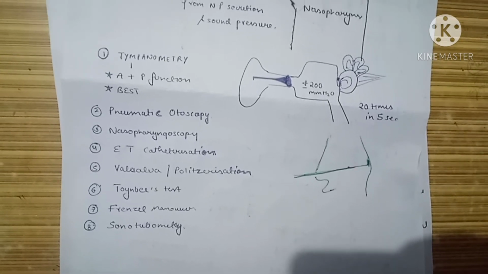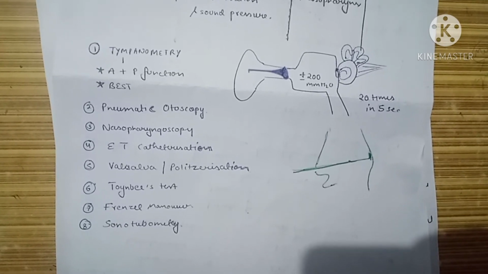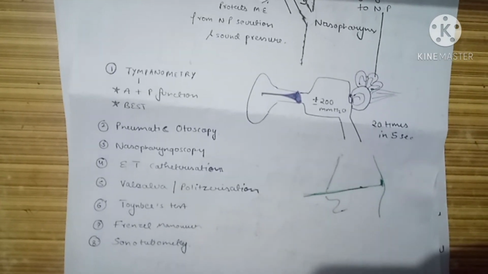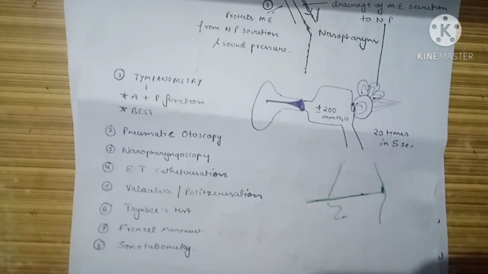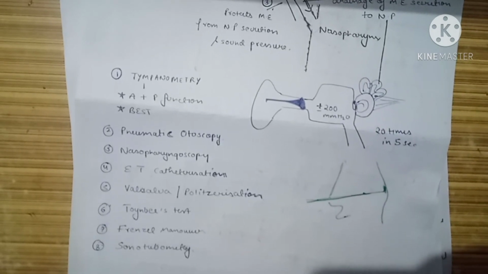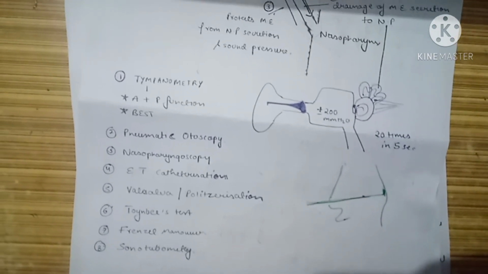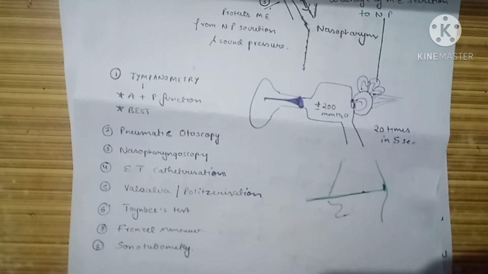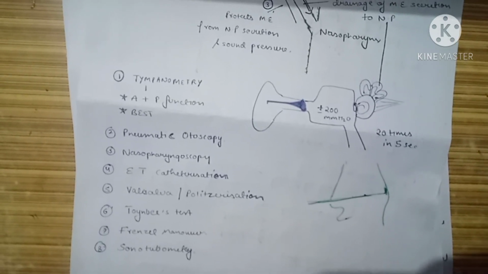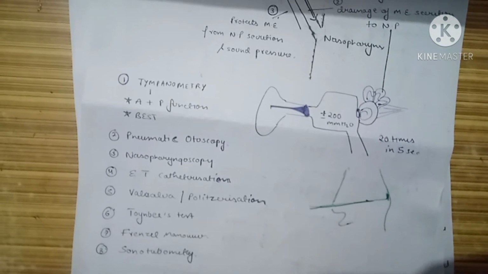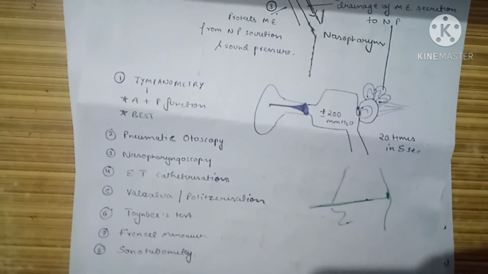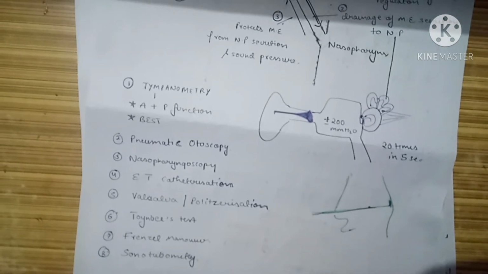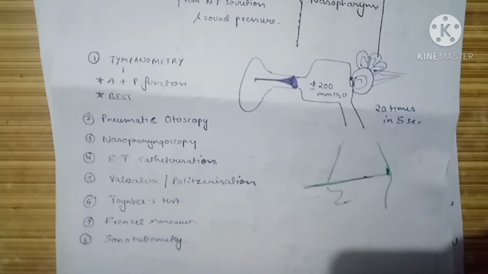Toynbee test. For these tests we do not have good images, so try to understand it. The Toynbee test is done by pinching our nose and closing our mouth. Try to do it right now. Then we try to swallow the air, swallow the saliva. This swallowing of the saliva will create a negative pressure in our middle ear by closing the eustachian tube, forcefully sucking the air out of the middle ear, and you will feel it. So this is the Toynbee test.